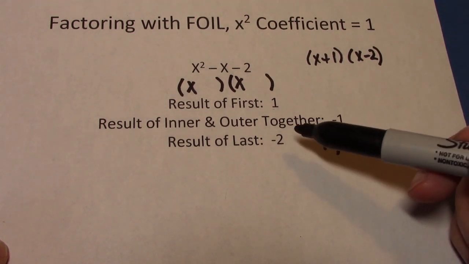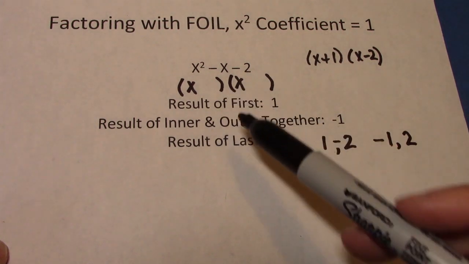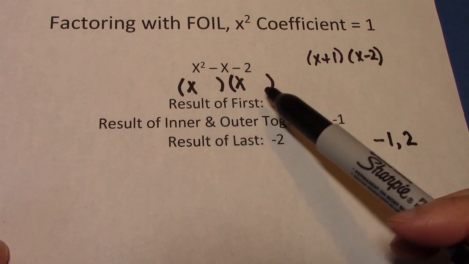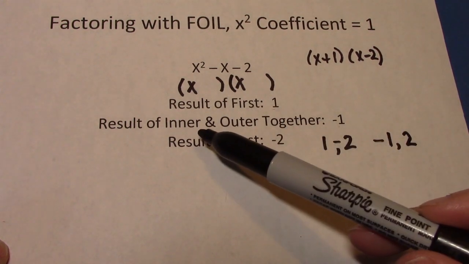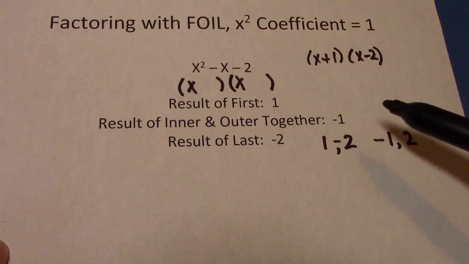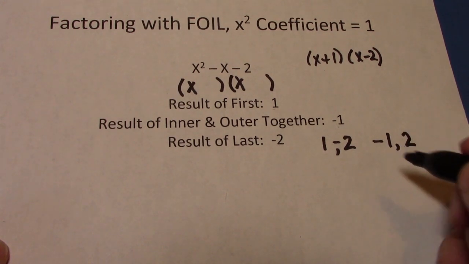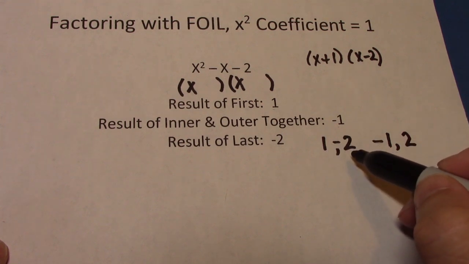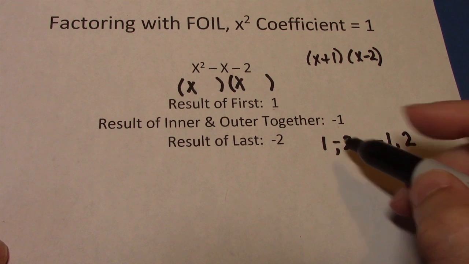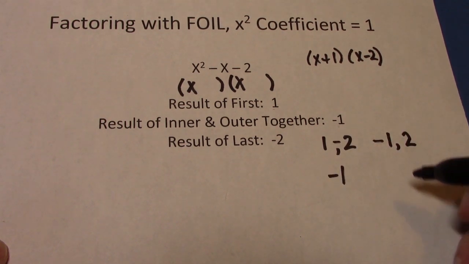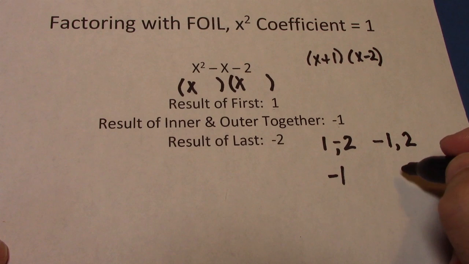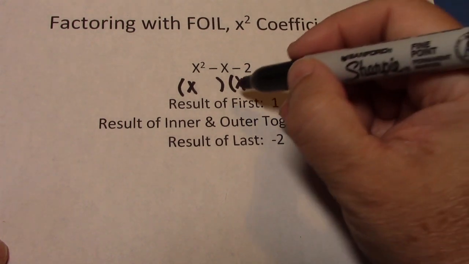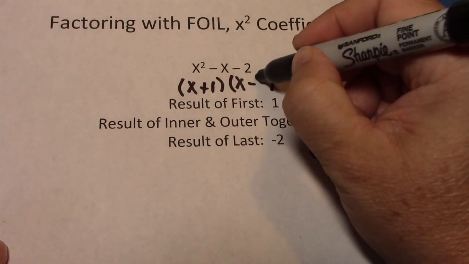Now, those are the only two things that will work here. This is either x plus 1 and x minus 2, or x minus 1 and x plus 2 at this point. But we know that when they add together, they give us negative 1. So now we can choose the one which adds together to give us negative 1. 1 plus negative 2 gives us negative 1. And negative 1 plus 2 would give us a positive 1. So it's this one right here, plus 1 minus 2.